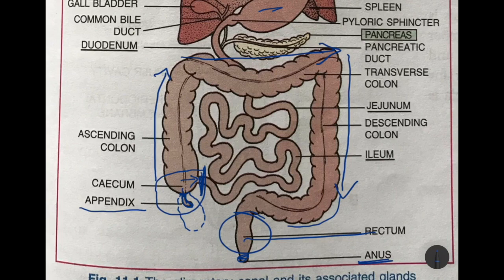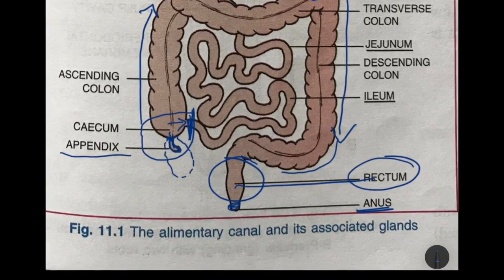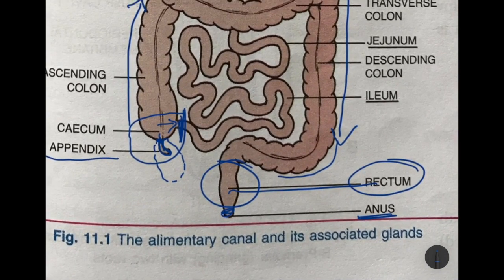So after water is absorbed, the contents become semi-solid feces, which pass into the rectum and are stored there temporarily. The expulsion of the undigested remains of the food from the alimentary canal is called defecation. So finally, the undigested food is thrown out from the anus.